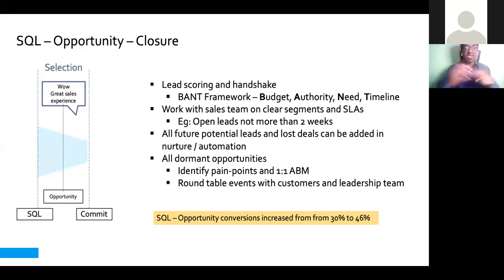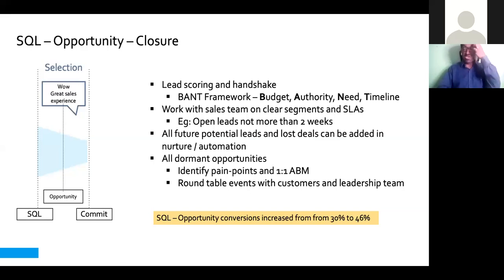Somebody would just say, hey, I'm just exploring, but you've got to uncover the need. You've got to ask them, hey, what are the specific problems you're currently facing? What are the specific areas where you currently have white space? Or what are the plans you have for the next 3 months or 3 quarters? That would help you articulate the need, which is the N.